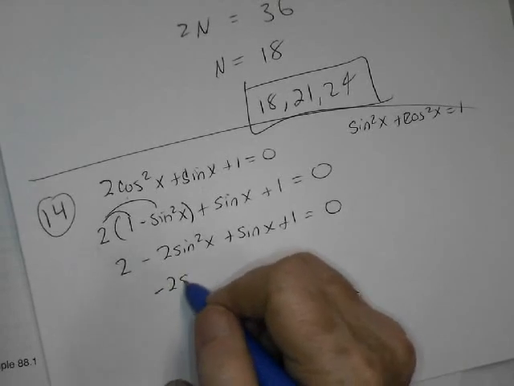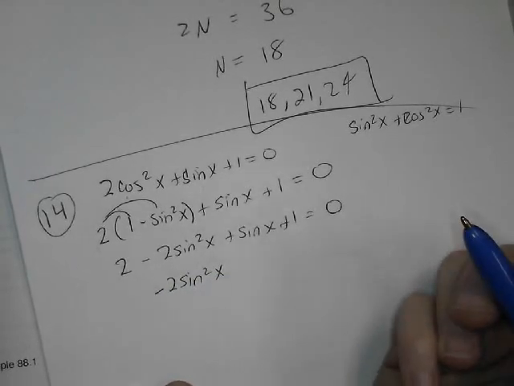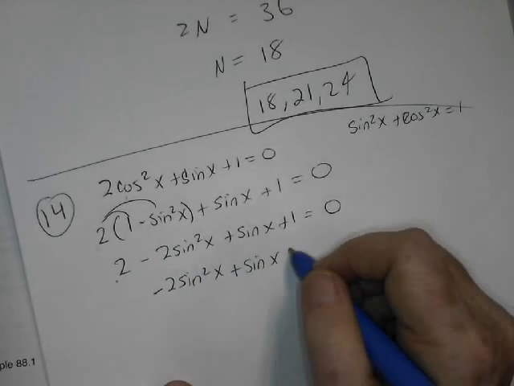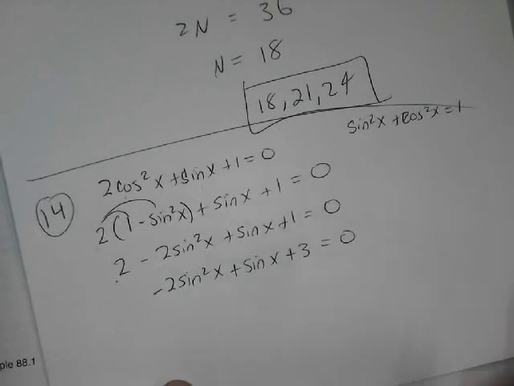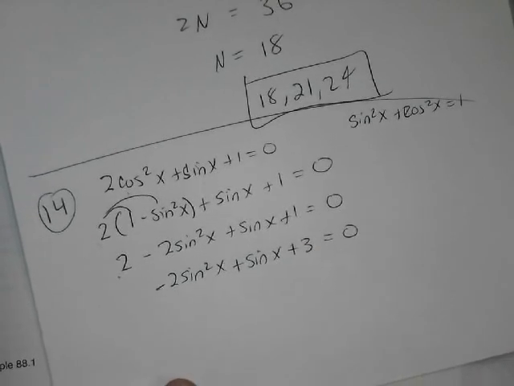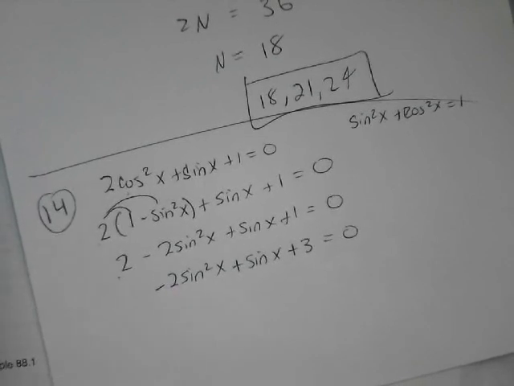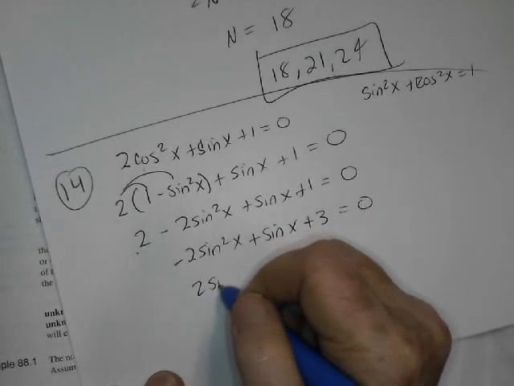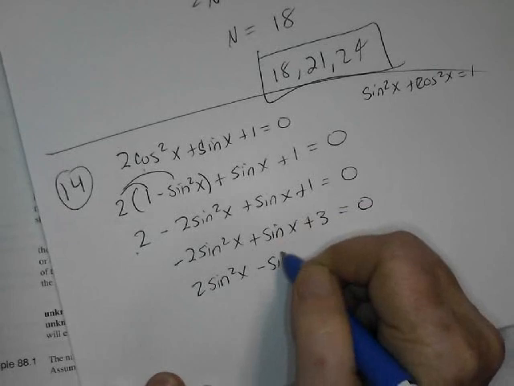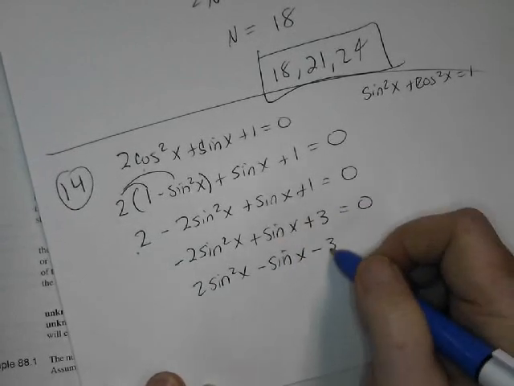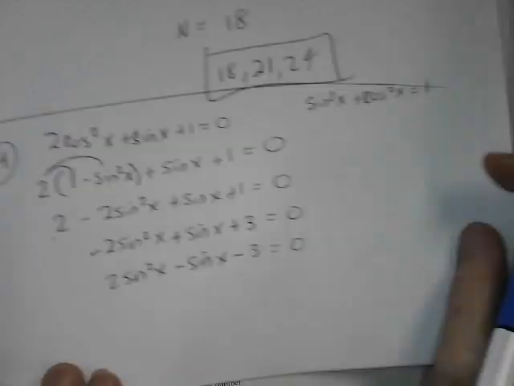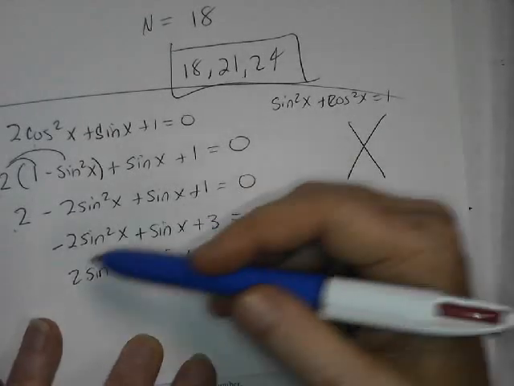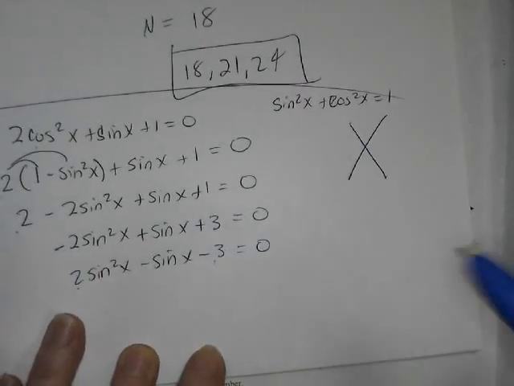Okay, so now I have negative 2 sine squared x plus sine x, and then the 2 and the 1, I guess it's going to give me 3. And I don't like negatives in front of my lead coefficient, so I'm just going to multiply through by negative 1, so it doesn't have to be that way. And then I'm hopefully going to be able to factor this, and if not, I will have to resort to the quadratic formula. 2 times negative 3.